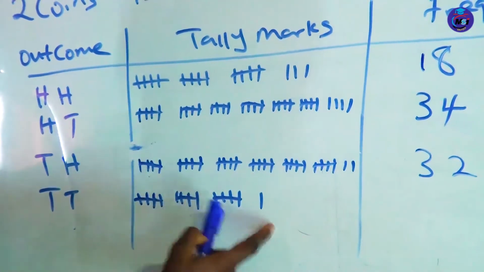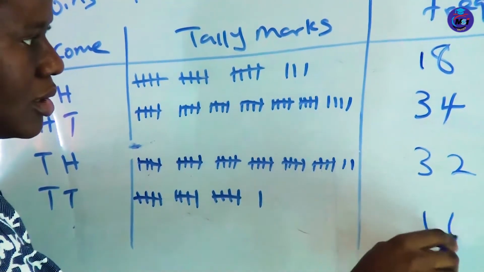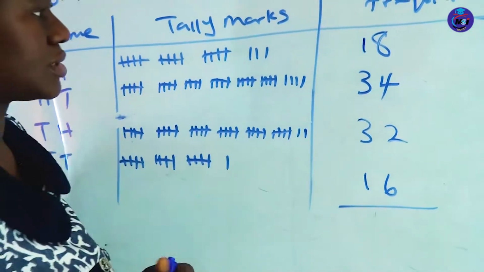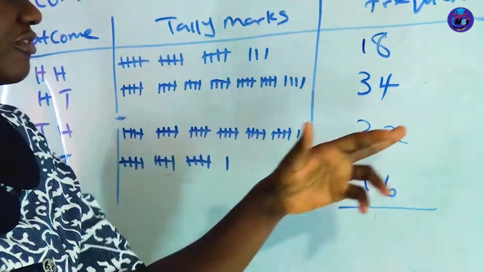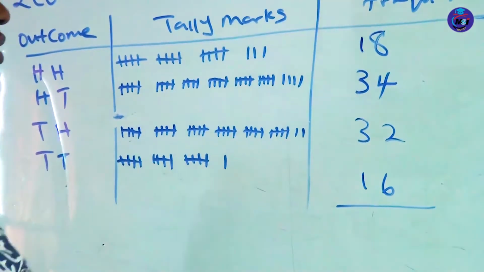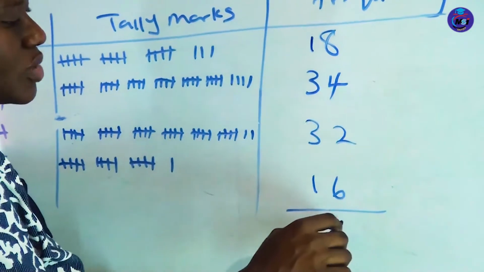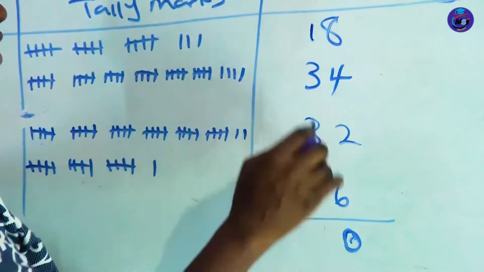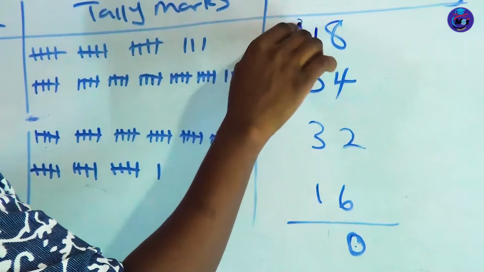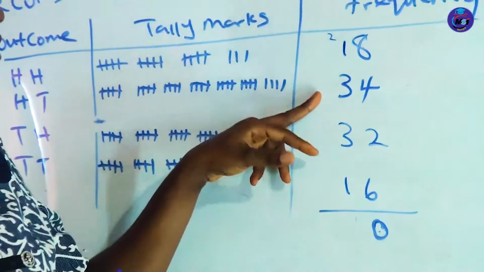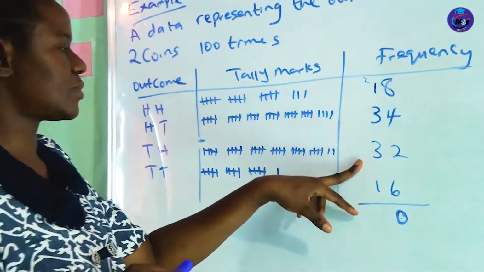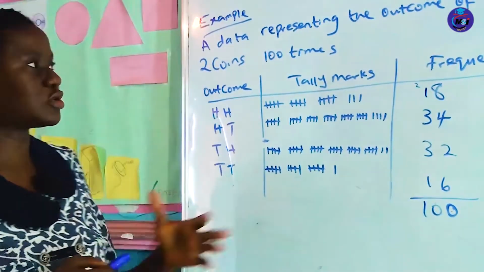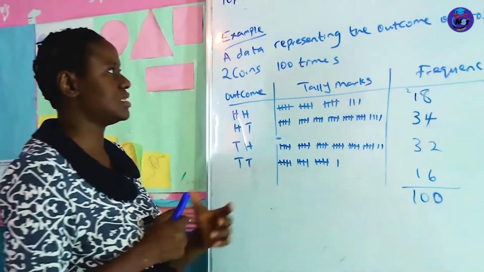5, 10, 15, 16. Okay. Let's add up to see if we will arrive at that 100 times. 8 plus 4, 12. 12 plus 2, 14. 14 plus 6, 20. Write 0 and lift 2. 2 plus 1, 3. Plus 3, 6. Plus 3, 9. Plus 100, 110. So that's 100. So you can see how we have done this.